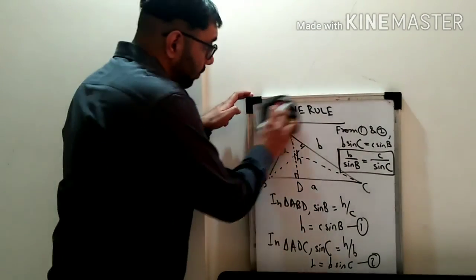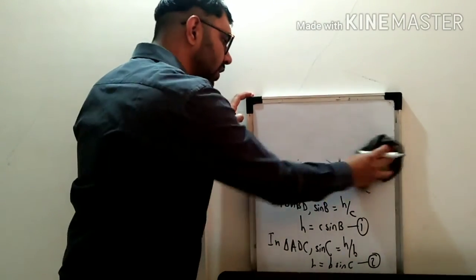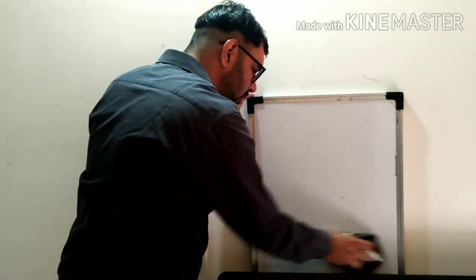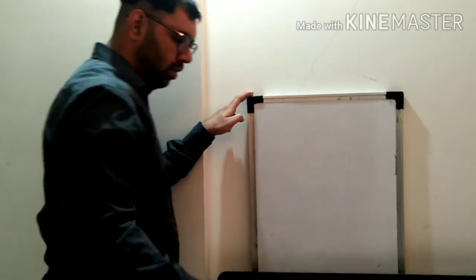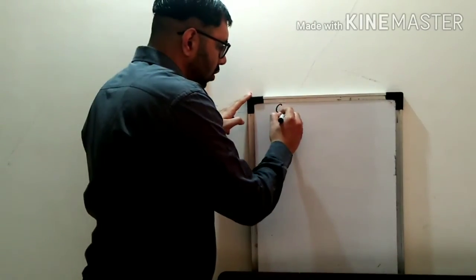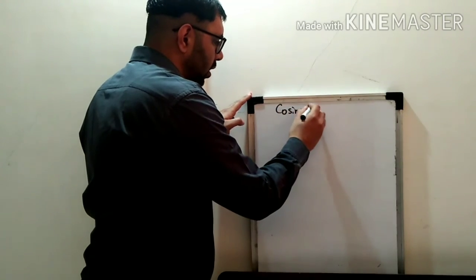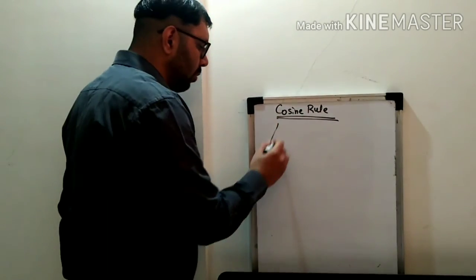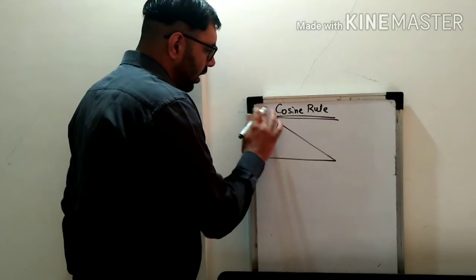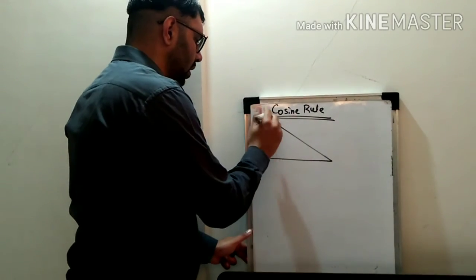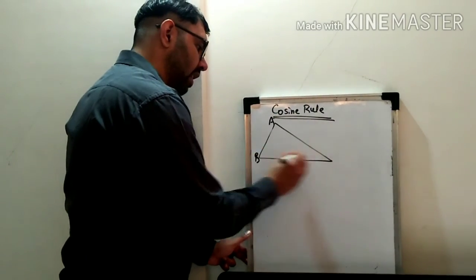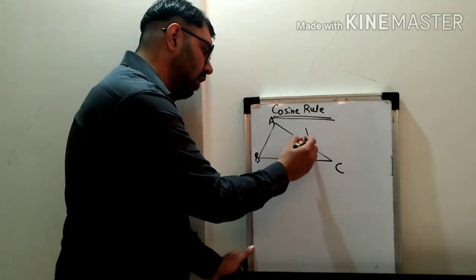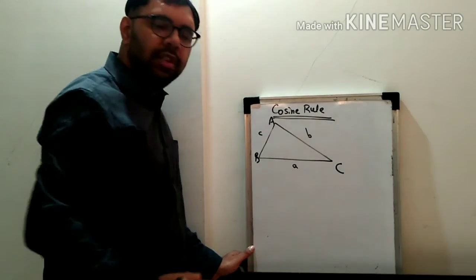Now continuing forward with the rules, we come to the second rule, which is called the cosine rule. In the cosine rule, suppose I have a triangle ABC. By standard notation, this will be small a, this will be small b, and this will be small c.